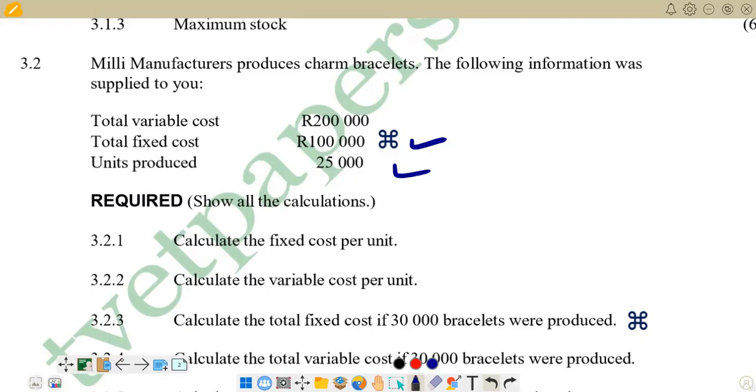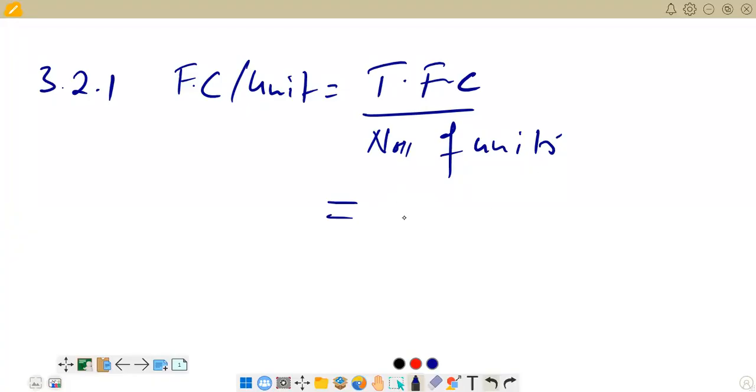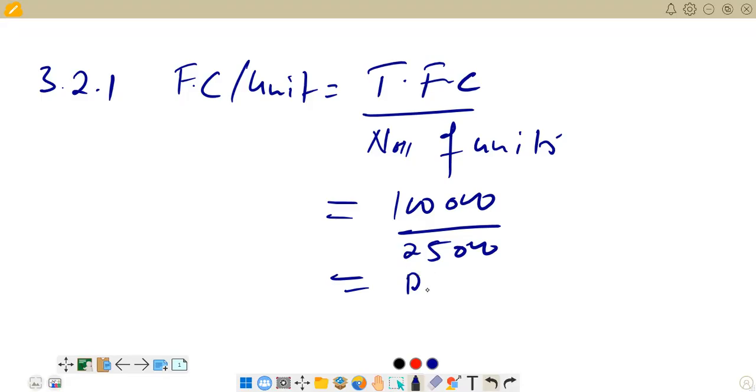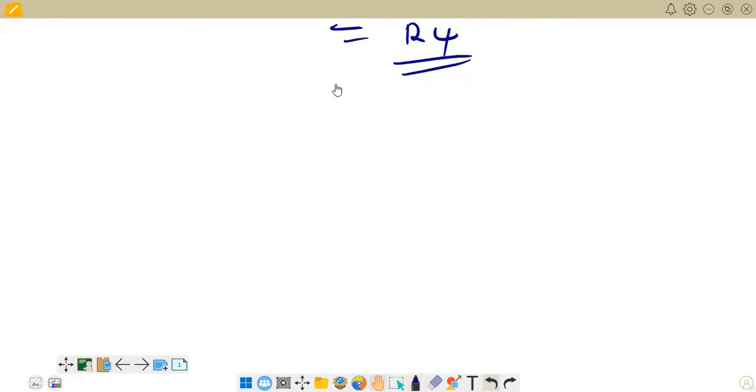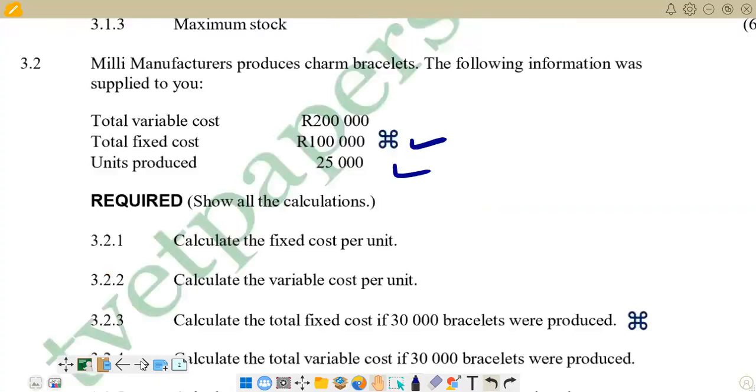Very simple. We are going to say 100,000 here, and then we divide by 25,000. And obviously, the answer that we are going to get is 4 rand. So that's what we have in terms of 3.2.1. Then obviously, we are going to move to the next one. Go back to check the next question that we have.